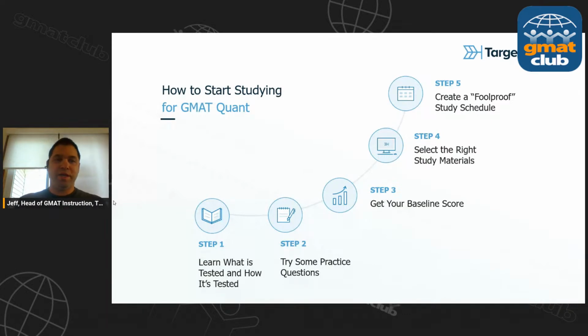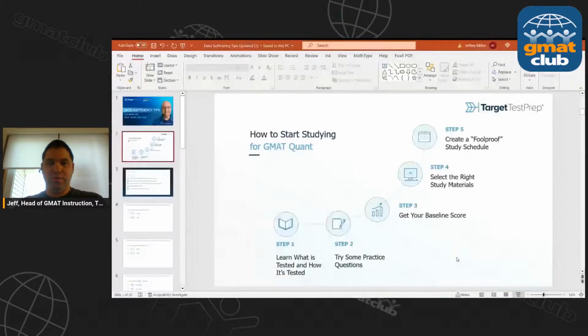Yes, it's about quant here, but it's really about both verbal and quant and getting your study plan done in general. Now, I just want to see if there are any questions that have arisen, because I want you guys to ask questions as I go through these slides, and I'll be happy to answer them. I see there are no questions, so let's get back to my slide.